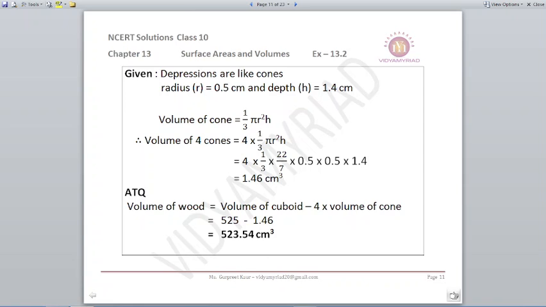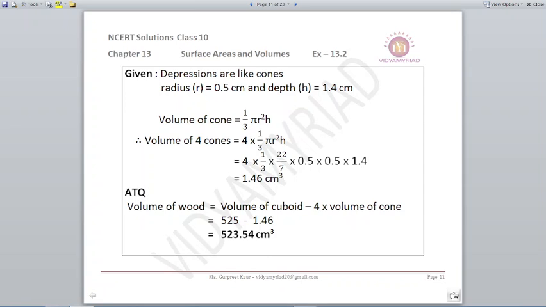Now, we are given depressions which are in the shape of a cone. For that, the radius is given to us as 0.5 centimeters and the depth, which will be taken as height, that is 1.4 centimeters. We know the volume of the cone is 1 upon 3 pi r square h. So the volume of 4 cones will be 4 into 1 by 3 pi r square h. We know the values. We will just put this in the formula. 4 into 1 by 3 into 22 by 7 into 0.5 into 0.5 into 1.4. We get 1.46 centimeters cube.